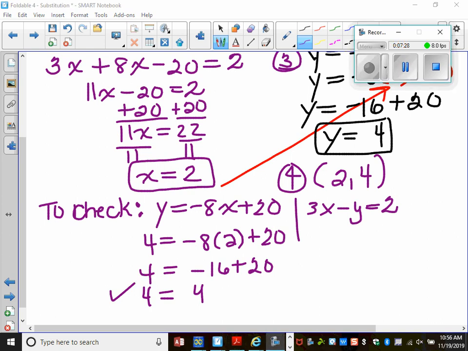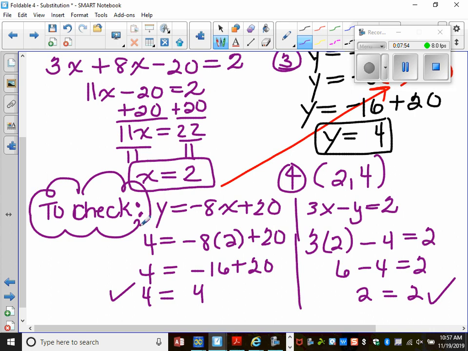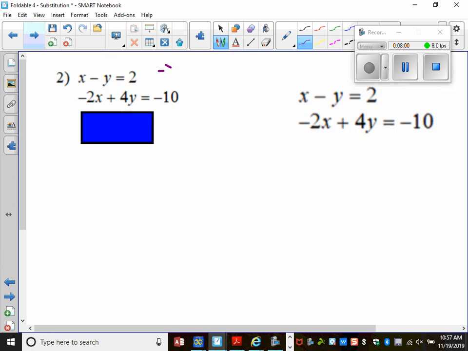All right, so I'm going to replace x with 2. And 6 minus 4, okay, is 2. So 2 equals 2. So you should end up with the same number on both sides once you're done. Okay, so that's how you do a check. I would definitely use this for any assessments, just to make sure that your answer is correct. All right, let's move on to number 2.